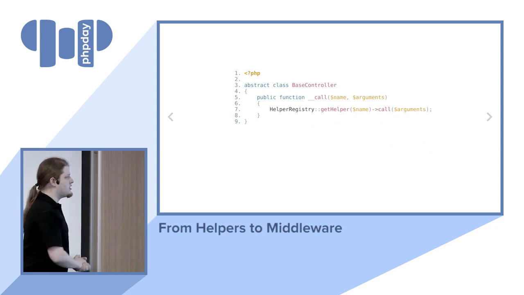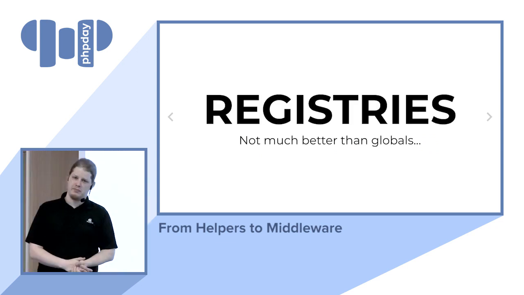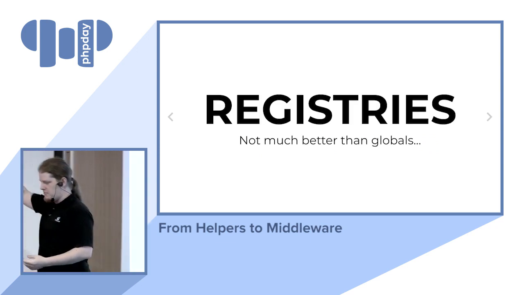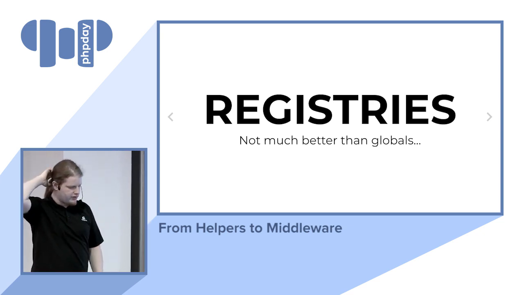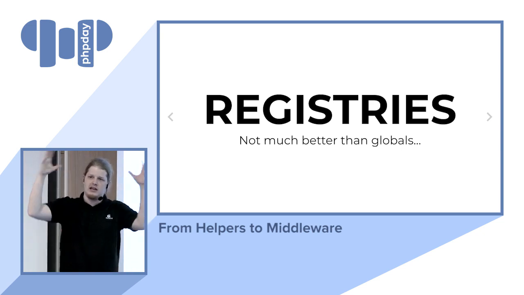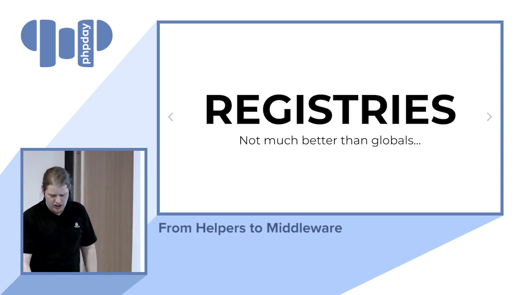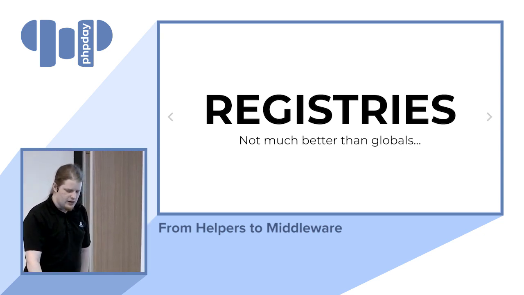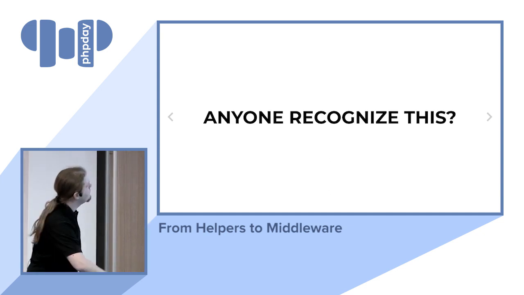So we still have registries. Registries are not much better than globals. They're still a massive pile of stuff laying around there. They're still global, which means that it's state that you rely upon and that can change, and you're going to have bugs there. And then you still have stuff like this.